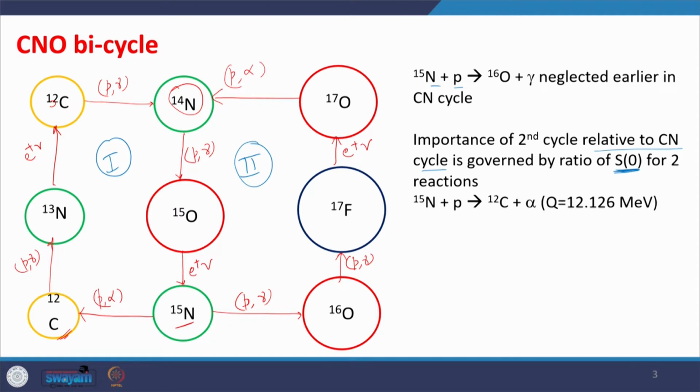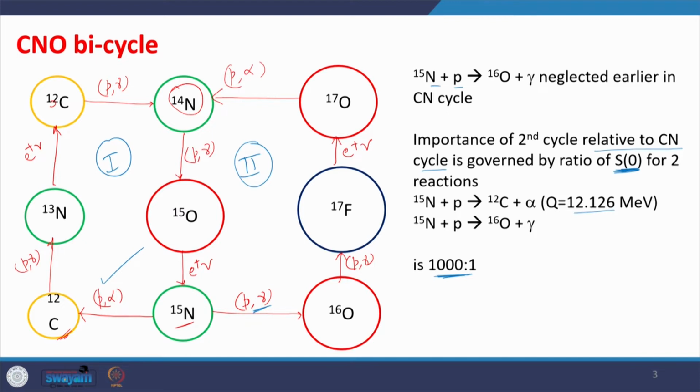Now, for these 2 reactions, if we see, the Q value is 12.126 for the first reaction, and if we see the S at 0 for these 2 reactions, the ratio is 1000:1. Okay. So, proton plus nitrogen 15 giving rise to carbon 12 plus alpha is more probable than the P gamma reaction. So, P alpha is more probable compared to P gamma.